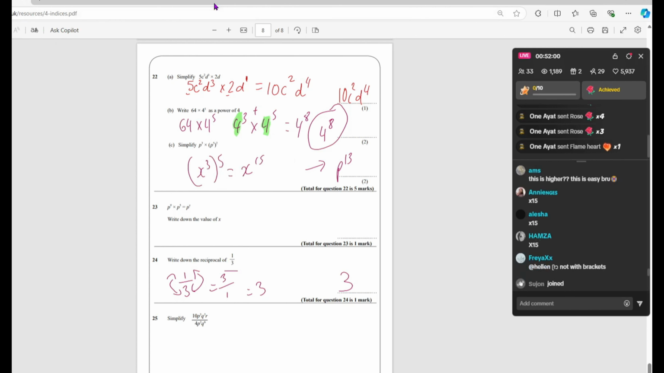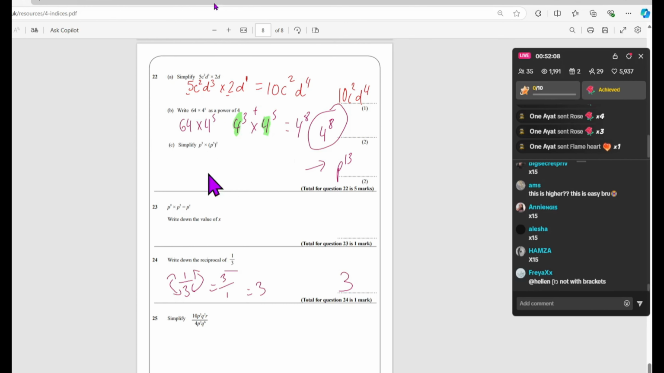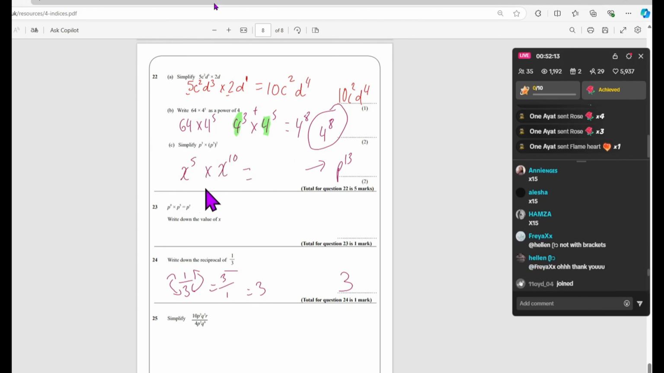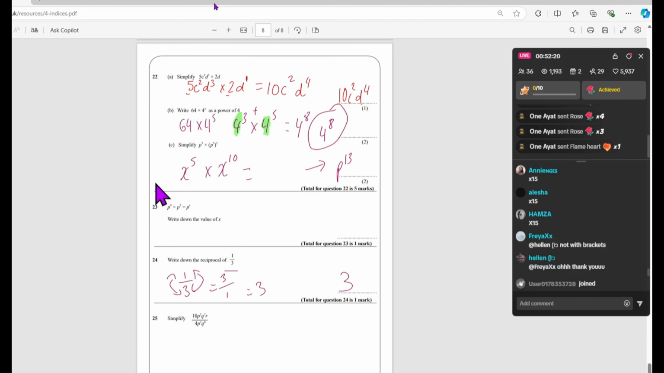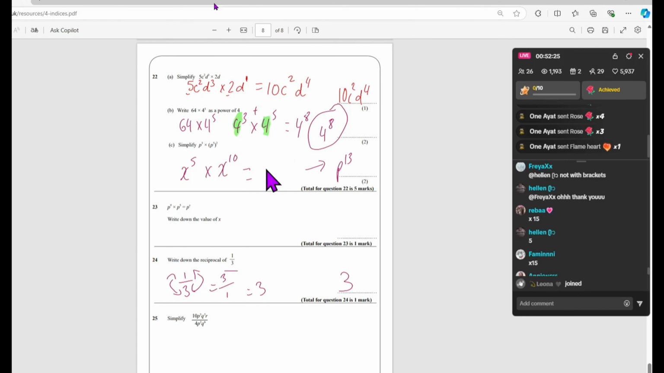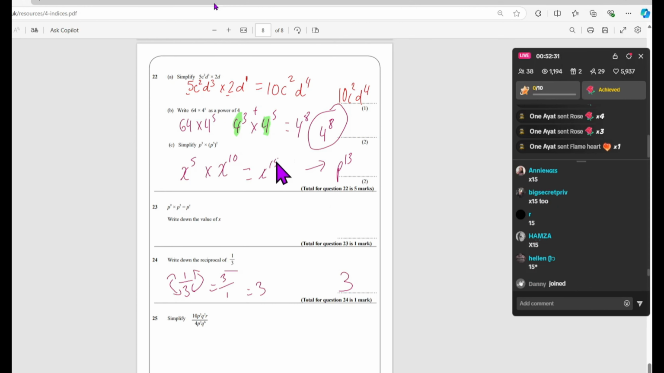Now, when we are multiplying without the brackets, let's swap this out and do x to the power of 5 times x to the power of 10. So what would be the answer then? Yeah, it's going to be x to the power of 15. Yes, x to the power of 15. So that is the difference, okay?